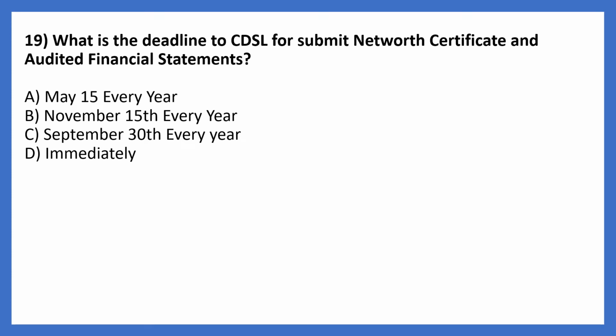What is the deadline to submit the net worth certificate and audited financial statements to CDSL? Option A, May 15th every year. Option B, November 15th every year. Option C, September 30th every year. And option D, immediately. The correct answer is option C, September 30th every year.